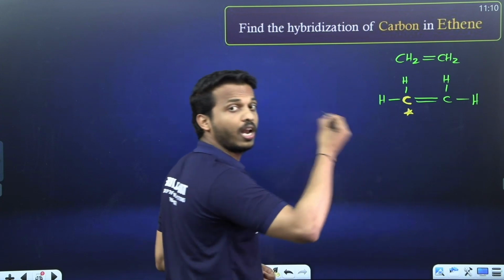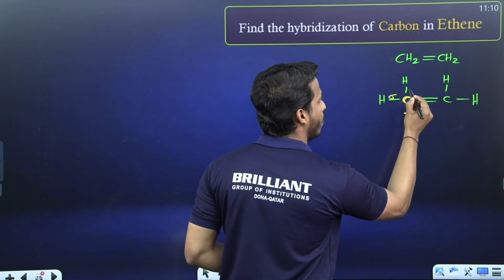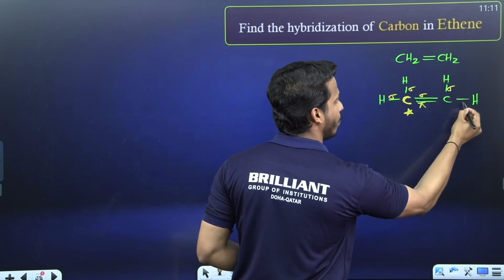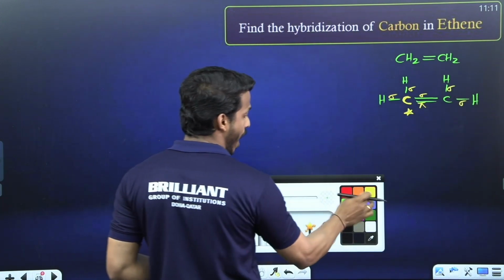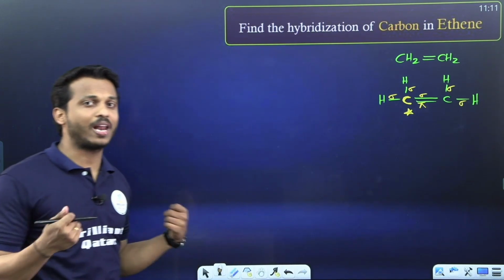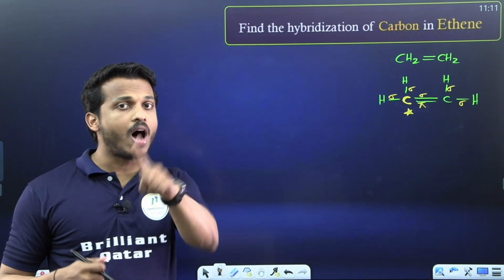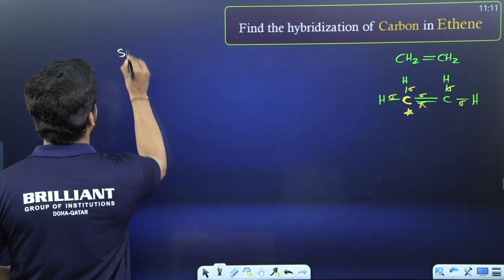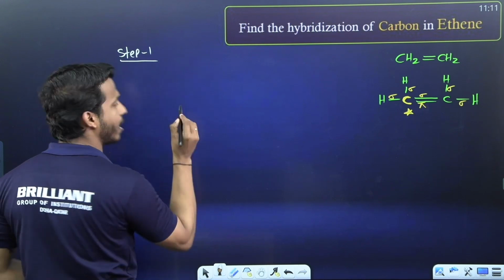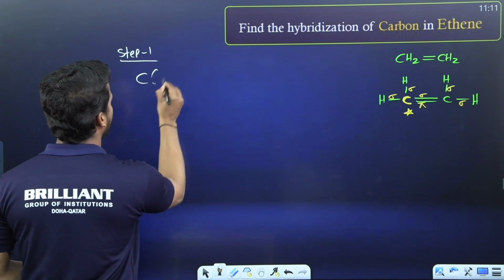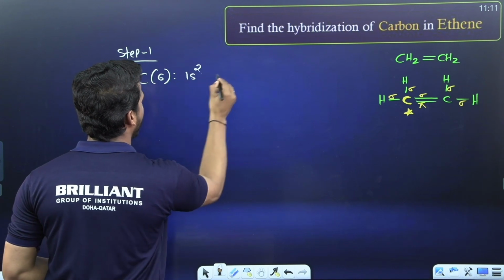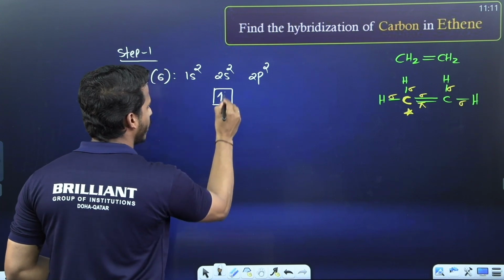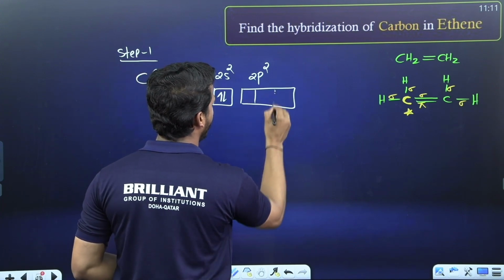On this carbon, how many sigma bonds in total? This is sigma, sigma, sigma, and this is pi. We are going to calculate the hybridization of only the marked carbon, so you focus only on this carbon. Start. What is step 1? Step 1 is writing the ground state of that atom. Carbon atomic number 6, so configuration 1s2, 2s2, 2p2. Let me write the orbitals: 2s 2 electrons, 2p 2 electrons.